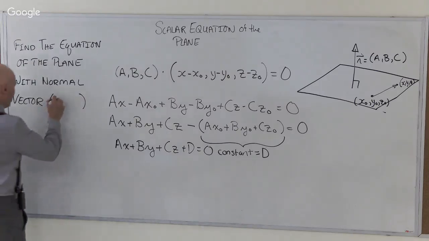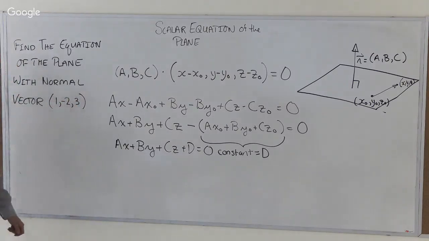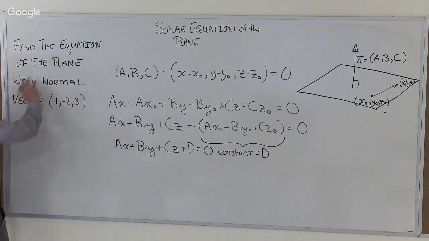Nice. I am kind of partial to 1, -2, and 3. And this plane with that normal vector passes through the point.